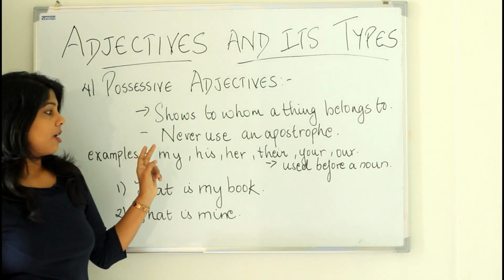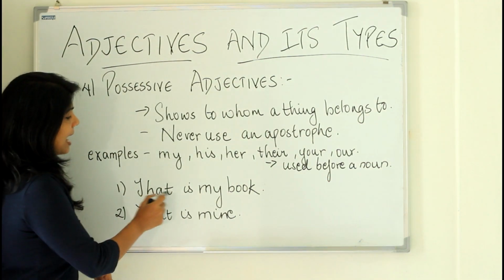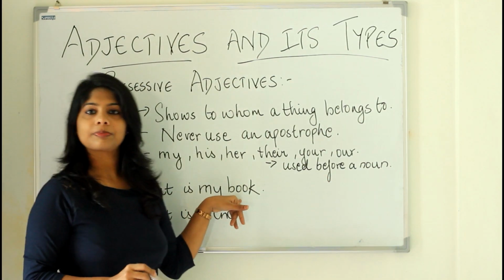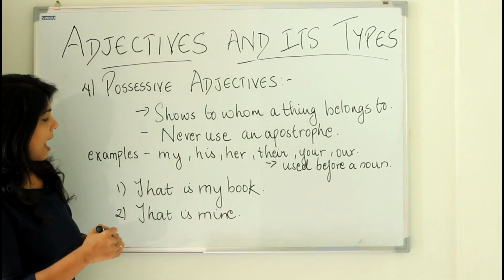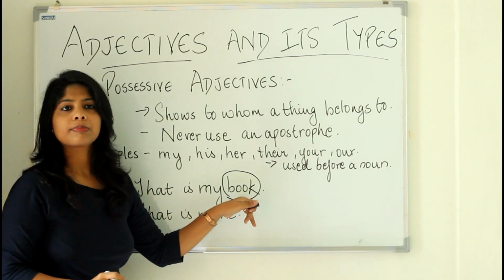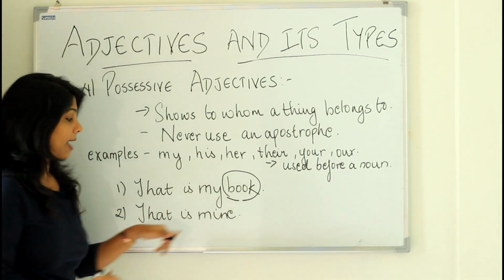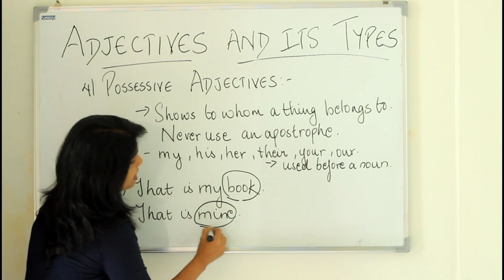These are words which are used before a noun. Now for example, that is my book. Right? Now what happens if I don't want to use the noun book? So I'll say that is mine. So mine again is a possessive adjective.